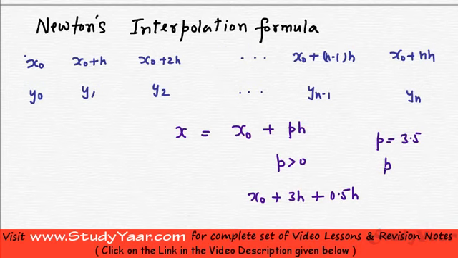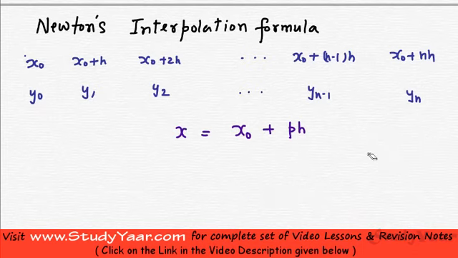When p is negative, let's say p is minus 1.5, then you are basically looking at values in this direction and you are extrapolating. So you can do both with this particular formula. We are going to see how. Basically we want a value at x0 plus ph. Essentially what you have is y at x, which is y at x0 plus ph, that you want to find out.